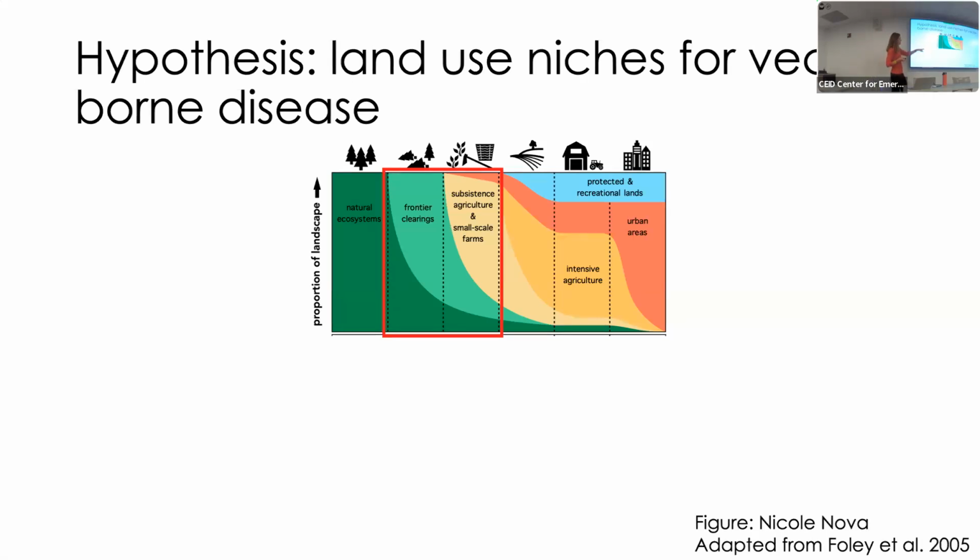So for the malaria system I just showed you, we're in this frontier clearing and subsistence agriculture stage of land use transition. So we start out with natural ecosystems that are intact. There's frontier clearings and subsistence agriculture, then there's more intensified agriculture, and finally urbanization. So malaria in the Amazon is in this frontier subsistence stage.